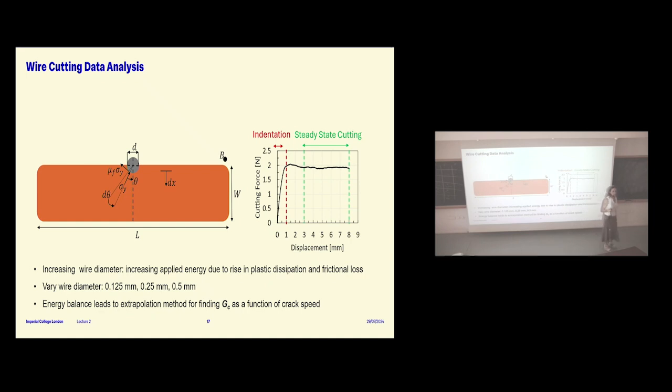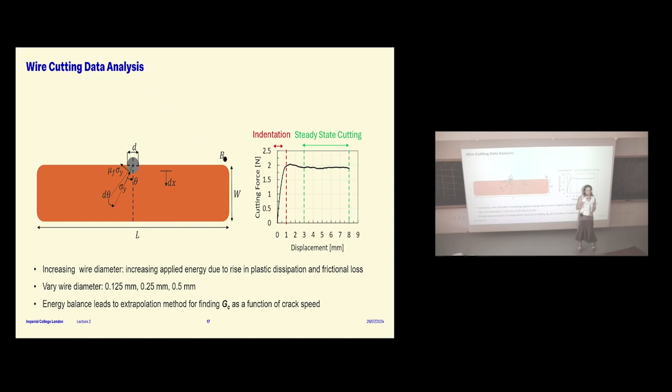Anyone knows what mu f is? When you have friction, the frictional force is the coefficient of friction times the normal stress. So you can do an analysis here with equilibrium and so on. And you can see, of course, what do you think will happen as you increase your diameter to plasticity in front of the wire and dissipation?